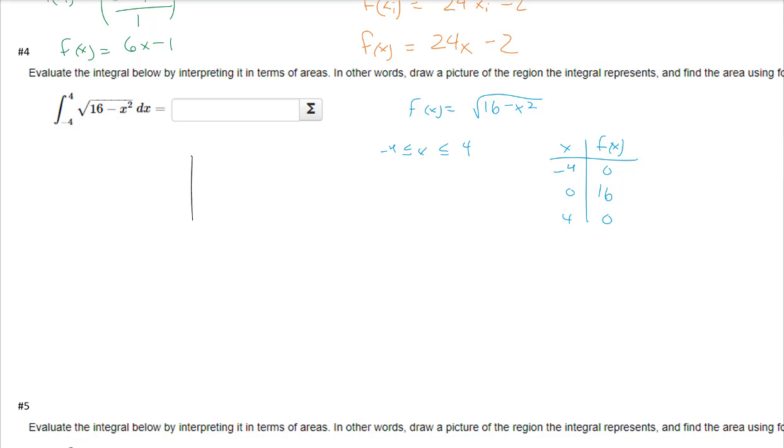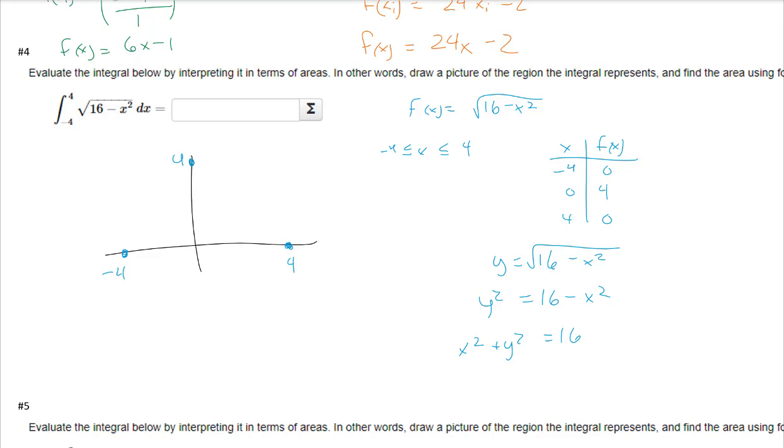Let's try to plot that right there. So at negative 4 and positive 4, we have zeros. Oh, we don't get a 16 there, we get a 4 right there. Sorry, everyone. So we get a 4 right there, so that's 4, and that's negative 4. And of course, that's because, let's look at this another way. y equals the square root of 16 minus x squared. If we square both sides, we get y squared equals 16 minus x squared. If we add the x squared over, we get x squared plus y squared equals 16. And 16 is the same thing as 4 squared. And this is just a circle with origin 0, 0 with radius 4.